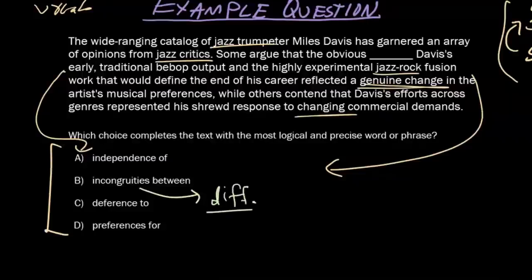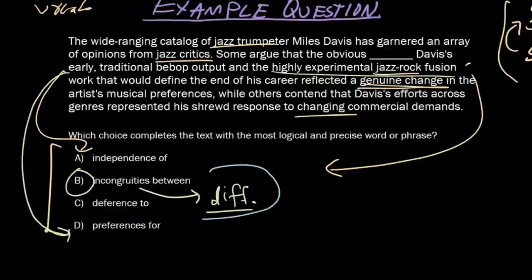Now, deference to. Some argue that the obvious deference to Davis's early traditional bebop and the highly experimental jazz rock fusion work that would define the end of his career reflected a genuine change. Well, deference to doesn't really make sense there. He's not deferring to anything. If anything, he's deferring to this because that's what he eventually switches to. Some argue that the obvious preferences for Davis's early traditional bebop and the highly experimental jazz rock fusion work that would define the end of his career reflected a genuine change. Well, preferences for doesn't really make sense either, especially because if he had a preference for this, he wouldn't choose a switch. So the answer should be this one, just by process of elimination.